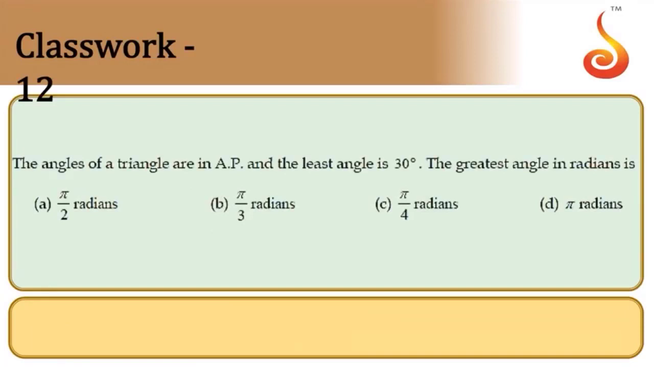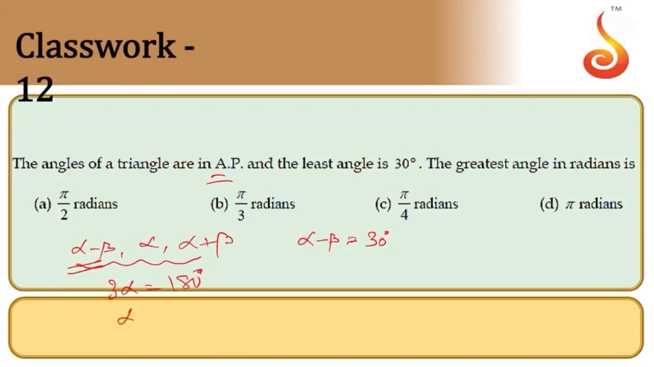The angles of a triangle are in AP, arithmetic progression. So let me consider the angles as alpha minus beta, alpha and alpha plus beta. The least angle, that is alpha minus beta, is equal to 30 degrees. But we know the sum of these angles is equal to 180. That is, 3 alpha is equal to 180 degrees. Alpha must be 60 degrees.